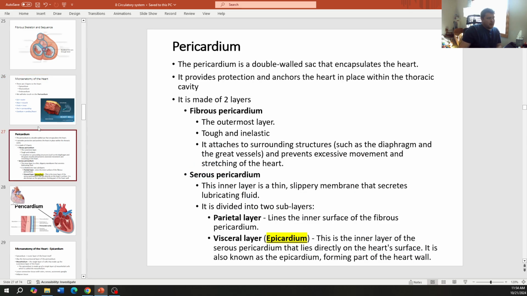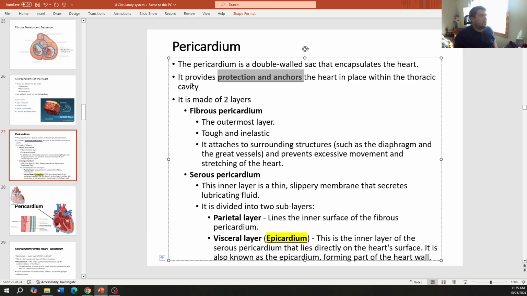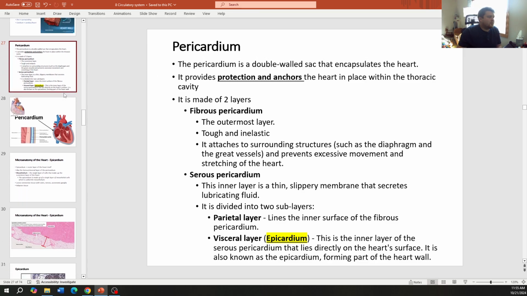Okay, so starting with the pericardium, this is not gone into in depth specifically in the cells and tissues course at the school, but I think it's very important to look at this now because we start to use the word pericardium, and we need to know what it actually is. The pericardium is a double-walled sac that encapsulates the heart. It provides protection and anchors the heart in place within the thoracic cavity. That's its big job. It's made up of two different layers. There's the fibrous pericardium, which is the outer layer. That's the tough, inelastic layer, and it really is what protects the heart and anchors it to everything.